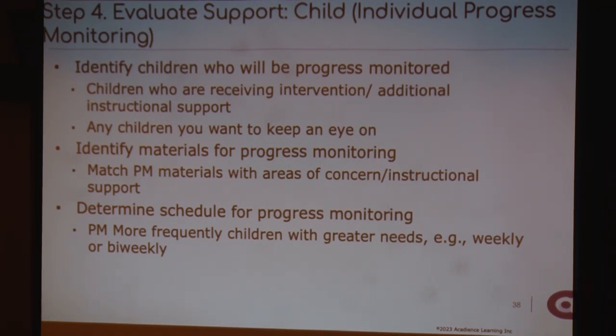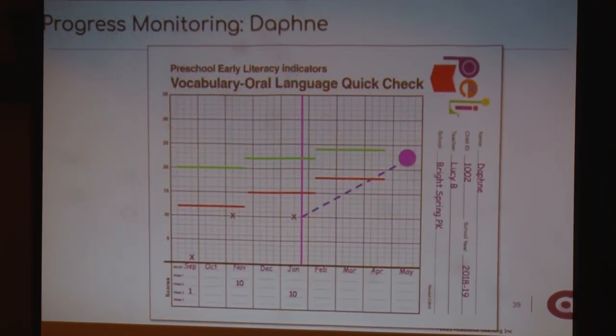There may be some children that you want to do some individual progress monitoring with. Maybe you're going to set aside a really small group with 2 or 3 kids who really need some intensive support and do 10 minutes a day with them. And so what materials are you going to use, both for instruction, for providing that support, and for how you're going to monitor their progress? And this is an area in which we might use the PELI quick checks.